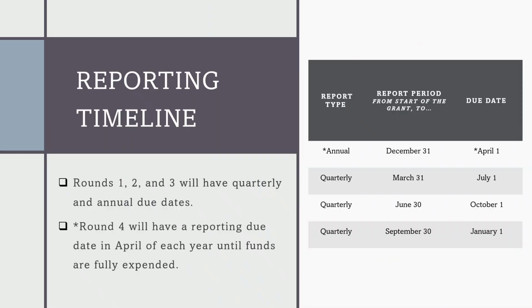Rounds 1, 2, and 3 will have quarterly and annual due dates as shown in the chart. Round 4 will have a reporting due date in April of each year until funds are fully expended. The Tribal HAP team will send out reminder emails 1 month prior to the due dates, emailing each grantee's primary or reporting contacts. If a grantee's point of contact changes any time during their grant period, please notify the team by providing the new person's email address and contact information.